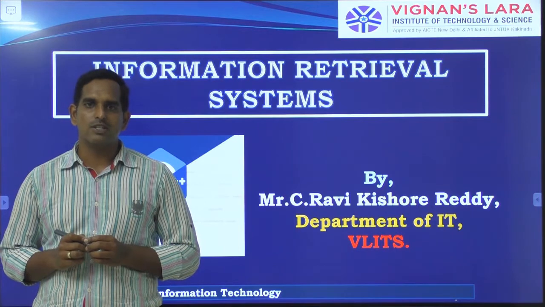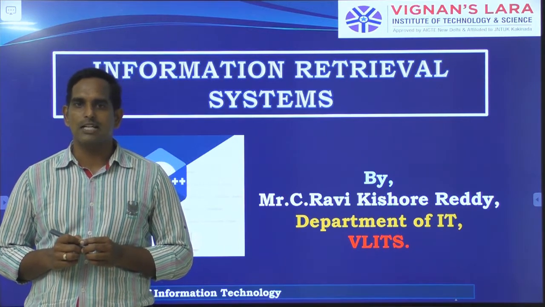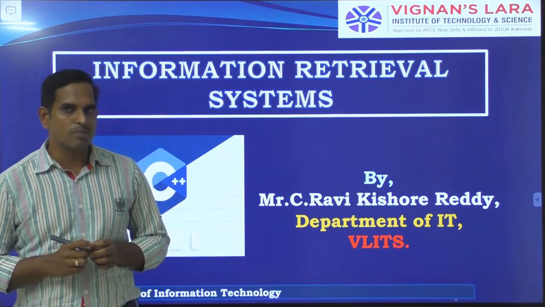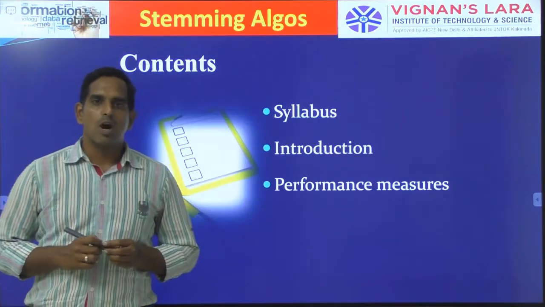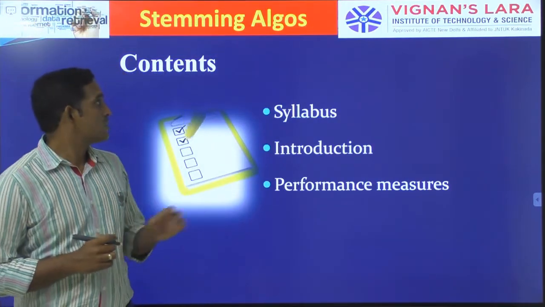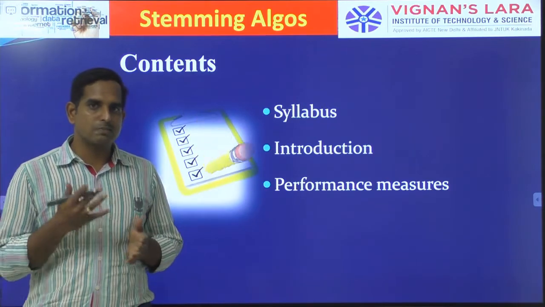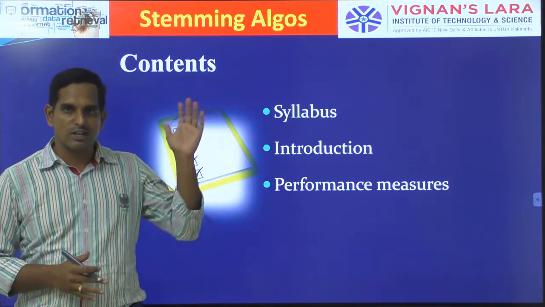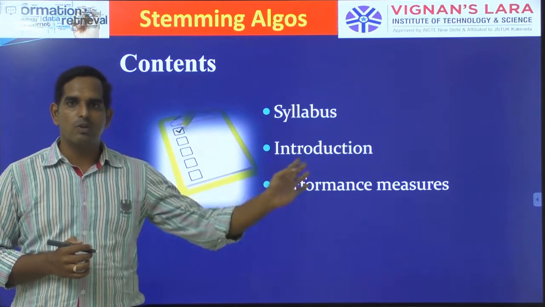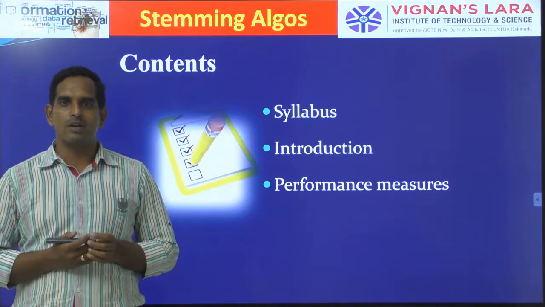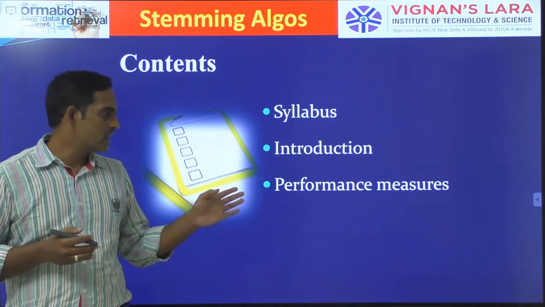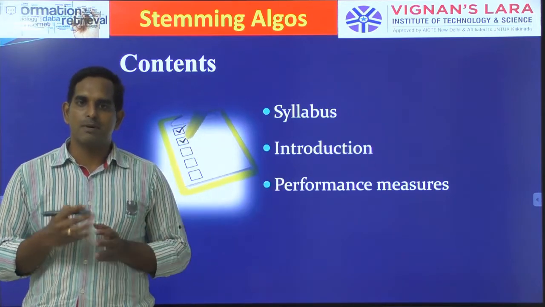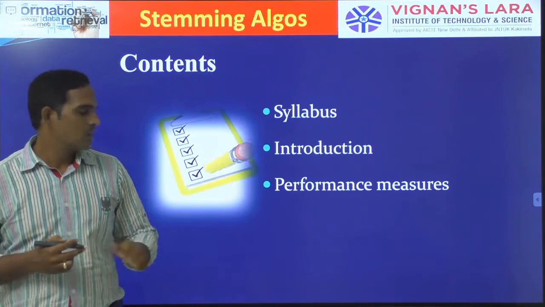In the previous session, we discussed pair trees and pair arrays. In this session, we will go for the next part of information retrieval systems, that is stemming algorithms. Initially, we will look at the syllabus, what contents will be part of stemming algorithms. Then we will look at the introduction to stemming algorithms, the various types of stemming algorithms, and how we measure the performance of a stemming algorithm.